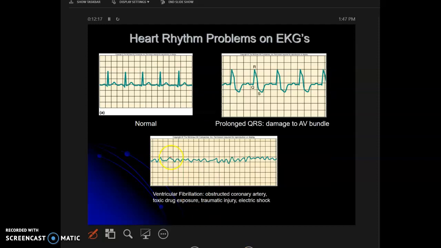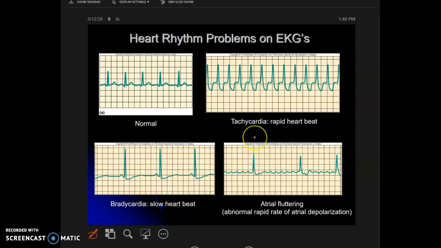And here are the heart rhythms. Normal. This is damaged. This is ventricular fibrillation. Very, very dangerous. Notice, there is no QRS wave. And until the QRS wave occurs, the ventricles will not contract. If the ventricles do not contract, will the blood be pushed out of the heart into the lungs or into the aorta? The answer is no. Right? This is because of an obstructed coronary artery, toxic drug exposure, traumatic injury, or electric shock.